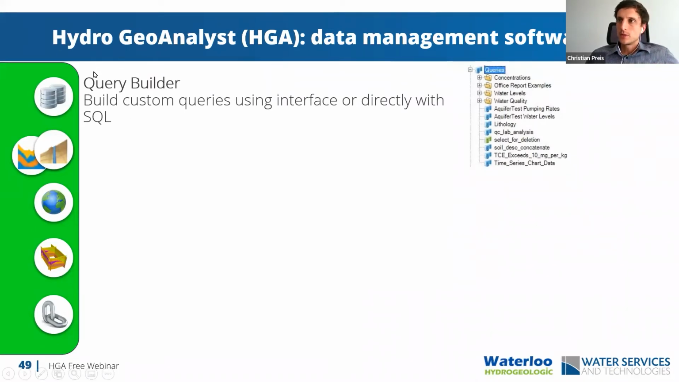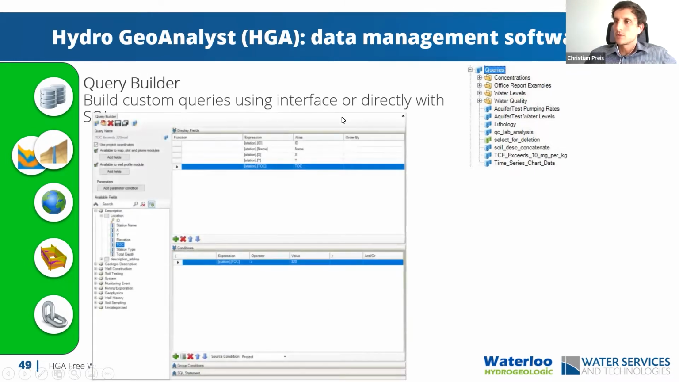So it has the query builder, which is a tool to build custom queries using an interface of HGA. So basically, you're going to write a SQL script to get a table of information, but you don't need to know anything about SQL to write this script, because HGA helps you to do this. I'm going to show you later an example of building a new query to get a specific table, and you're going to see how easy it is to build a query on the query builder.